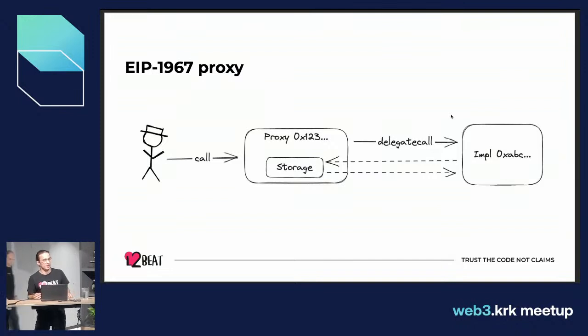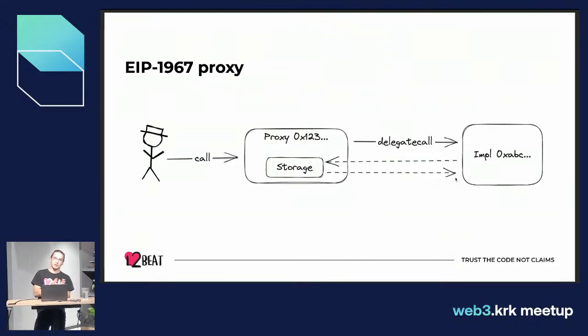So here is a simple diagram of how probably the most popular proxy, the ERC 1967 proxy, looks. Basically, you have this contract that's deployed on Ethereum, and it uses the logic from another contract using the delegatecall. The delegatecall is an opcode that allows this implementation contract to actually run with the storage of the proxy contract.